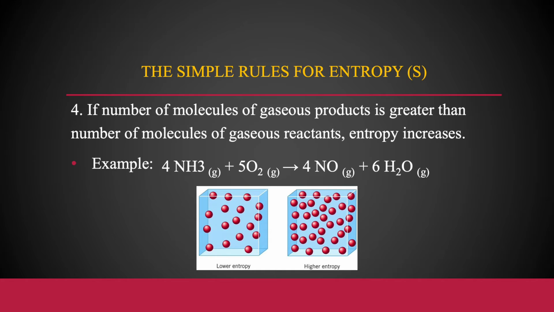The fourth rule of entropy states that the entropy would increase if the number of molecules of gaseous reactants was lower than the number of molecules of gaseous products.